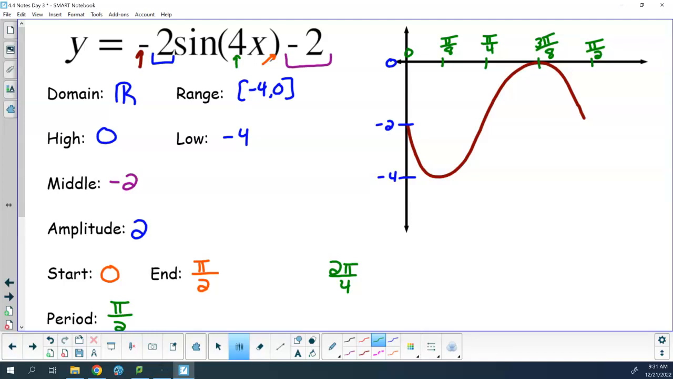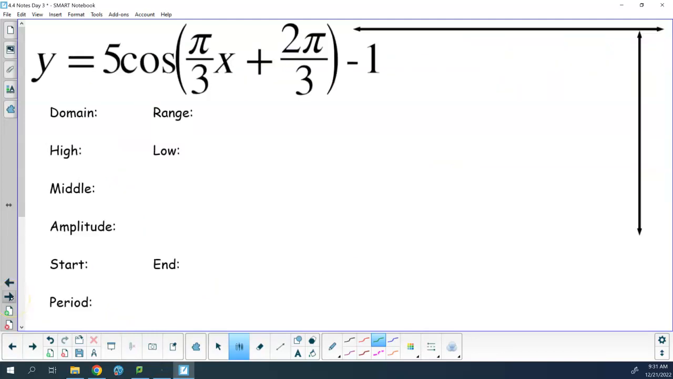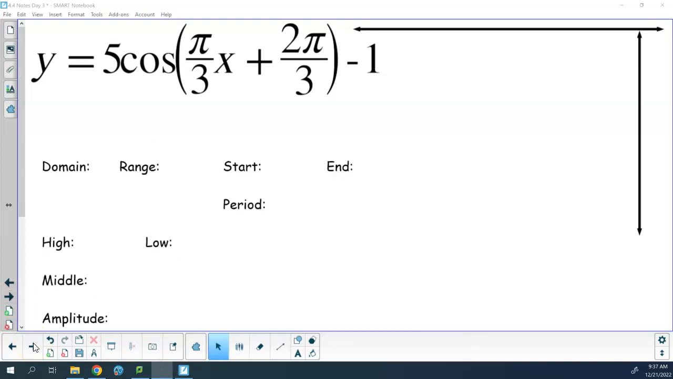Questions, comments, concerns? Didn't quite get that. All right. Let's throw the kitchen sink at you. So before we even start this one, what do we have to do? Before I can even get into all of my stuff, what do I have to do first? I've got to factor out that parentheses, right? Because I've got to get my B value and my C value.